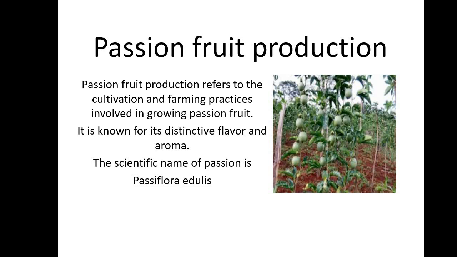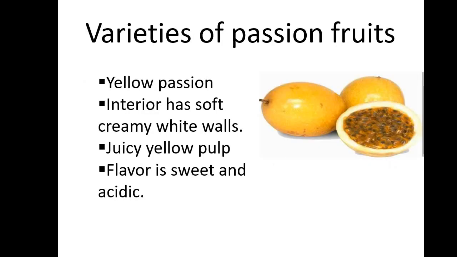Okay, so our learning outcome number 2 was to differentiate the two varieties of passion. So who can give us an example of a variety of passion? Class? Yellow passion. Yes, another one? Pamela? Okay, so we have the two varieties. We have the yellow passion and the purple passion.